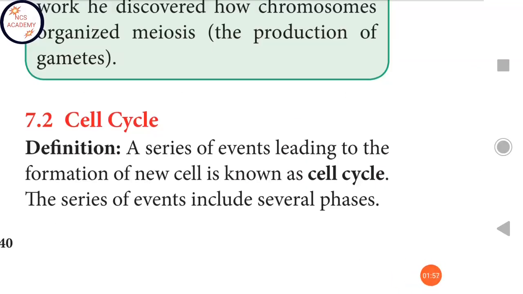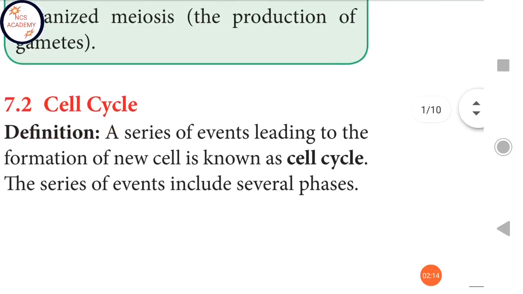Define cell cycle. Mention the duration of different phases in the human cell cycle. Cell cycle means a series of events leading to the formation of a new cell. A series of events includes several phases.